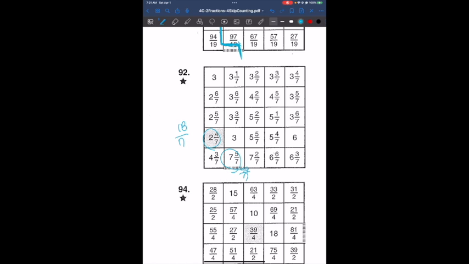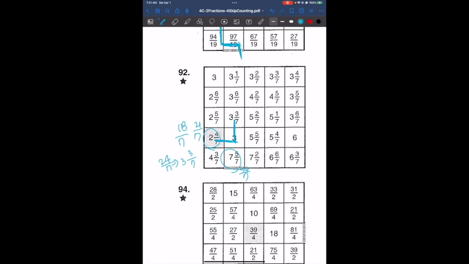Now for problem 92, we first want to go to this side, to 3. And 3 is 21 over 7, so the difference is going to be 3 over 21. So 3 over 21 plus 21 over 7, or 3, is going to be 24 over 7. And 24 over 7 is going to be 3 and 3 sevenths. So it's going to go upwards.